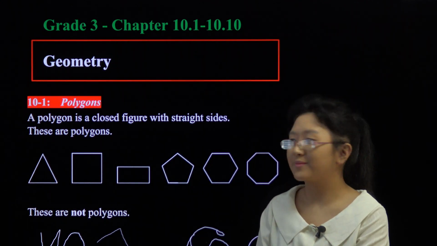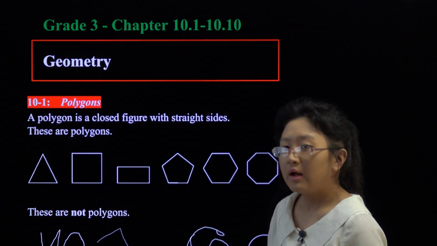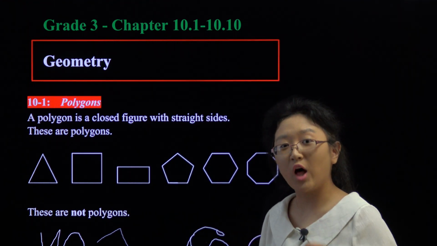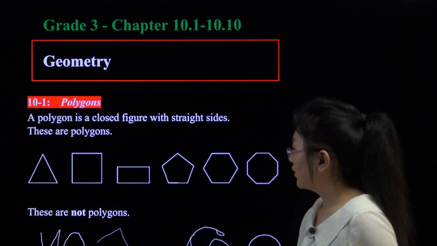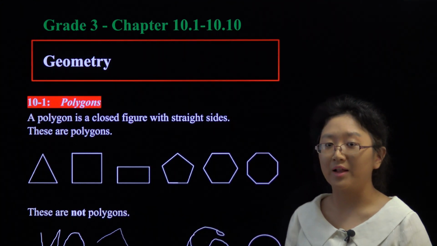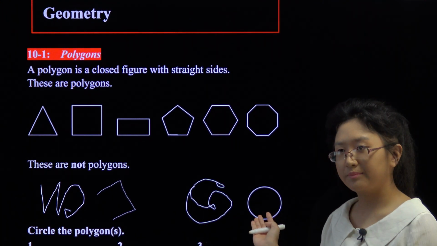One is about geometry. We start with polygons. What is a polygon? A polygon is a closed figure with straight sides. So these are examples of polygons. And these are not polygons.